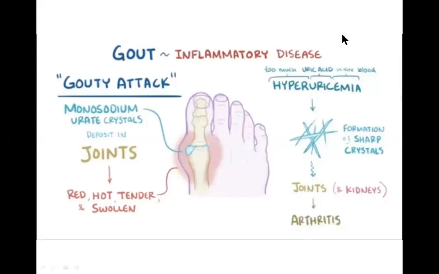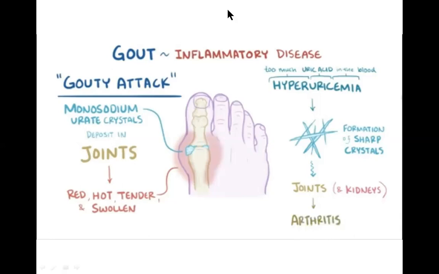So today we will study about gout. Gout is an inflammatory disorder which is caused due to the deposition of monosodium urate crystals. In gout there is an increased deposition of monosodium urate crystals in the joints, which then leads to the inflammation of the particular joint.